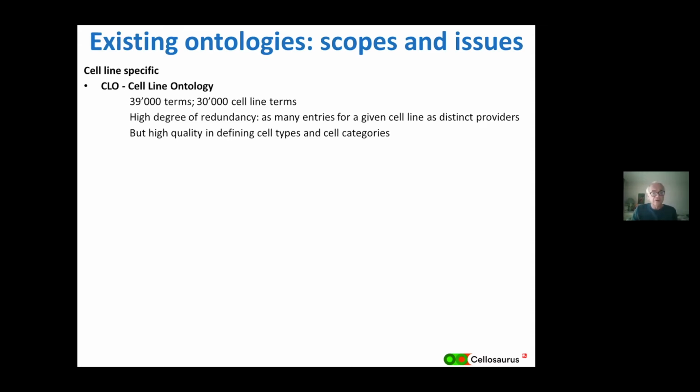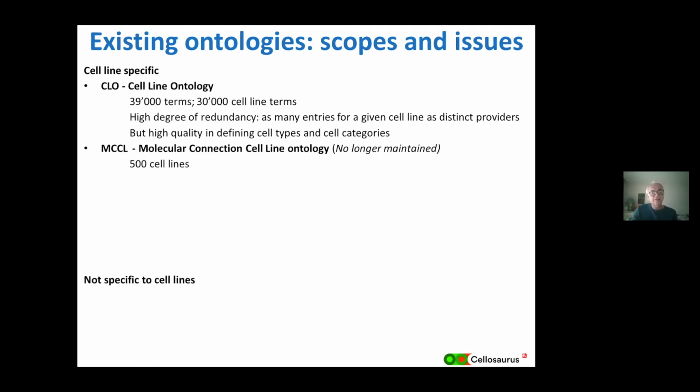And of course, this is an ontology which describes in an ontological way what the cell types and cell categories are, but it's not a knowledge base on those cell lines. It doesn't describe cell lines in detail. There was an effort made by Molecular Connections in India to create a cell line ontology, and unfortunately, they stopped maintaining it, so there were never more than 500 cell lines in it. And then there are efforts by different ontologies to cater for cell lines.